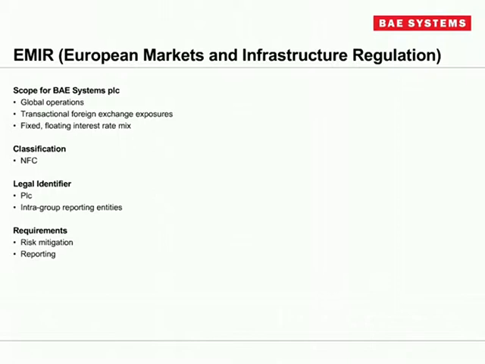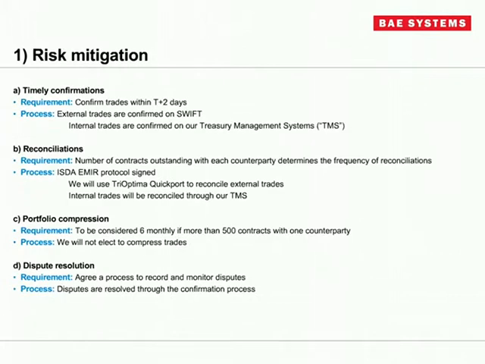Under EMIR, BAE Systems has both risk mitigation and reporting obligations. Under risk mitigation, our external trades are confirmed on SWIFT. All of our internal trades are visible by the internal counterparts on our treasury system, which is City Financials, and we're using a negative affirmation approach for all of our internal trade confirmations.